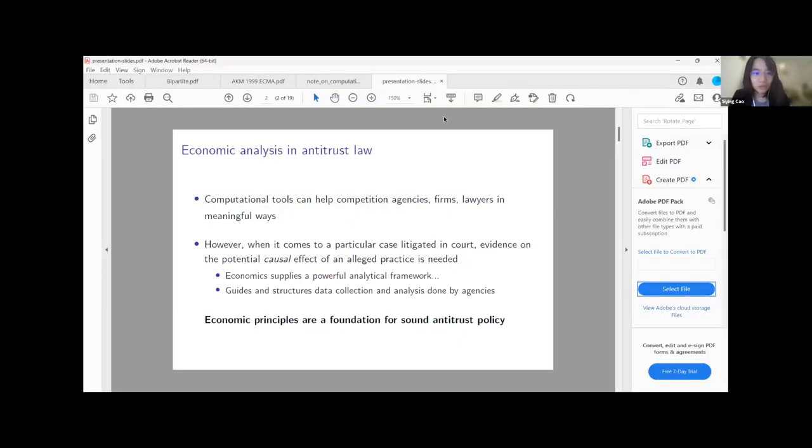I want to take a step back from what Victoria just presented. She actually gave a perfect example where economic models can be very useful in antitrust policymaking. And previous contributors to the Computational Antitrust program have also discussed various ways these computational tools can help agencies, firms, and lawyers integrate these tools into their current practices. So I think without doubt, we all agree that economic principles are a foundation for sound antitrust policies at the current time and also, I think, in the future.